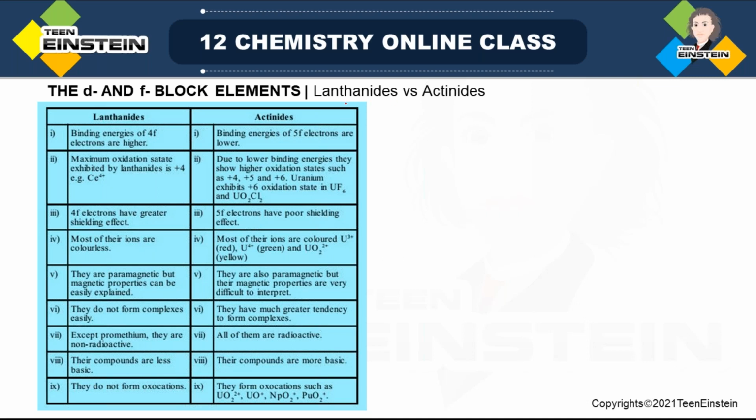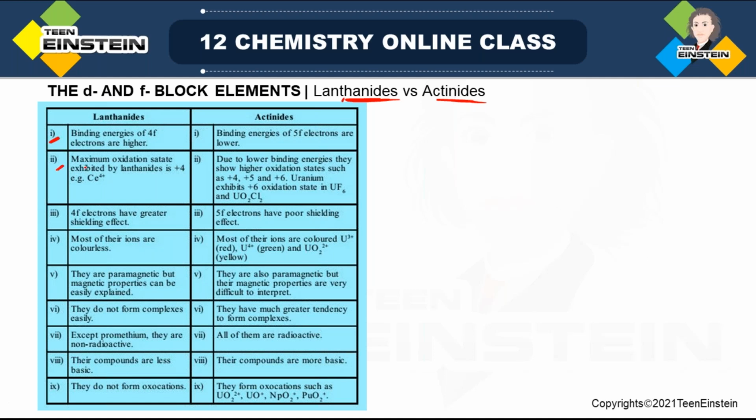So now we will compare these two, lanthanides versus actinides. First point, binding energy. Binding energy of 4f electrons is higher. Binding energy of 5f electrons is lower. Why? Because 4f is close to the nucleus compared to 5f electrons. So obviously its binding energy is high. If you want to remove an electron from 4f, that will be more difficult because it is close to the nucleus.